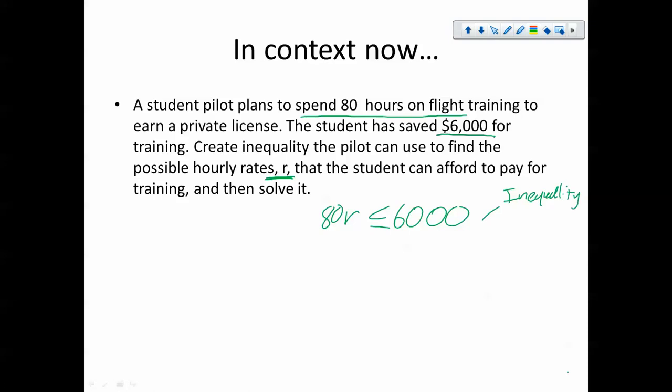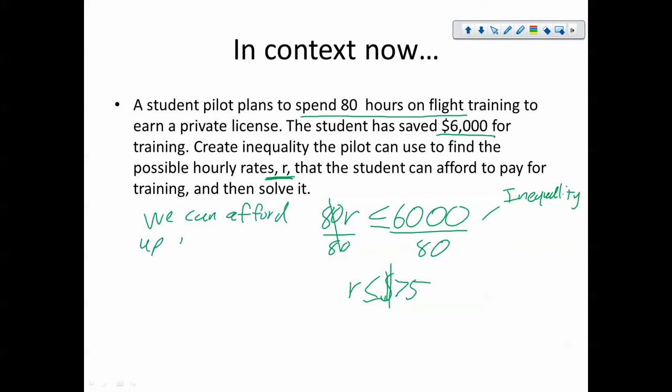Now let's solve that. And if I solve it for R, then I can know the possible hourly rates that I can afford. So 6,000 divided by 80 is 75. 80s cancel. So this is less than or equal to 75. So what that means is, in context of this question, that we can afford, or I can afford, or the student can afford, up to $75 per hour for training.